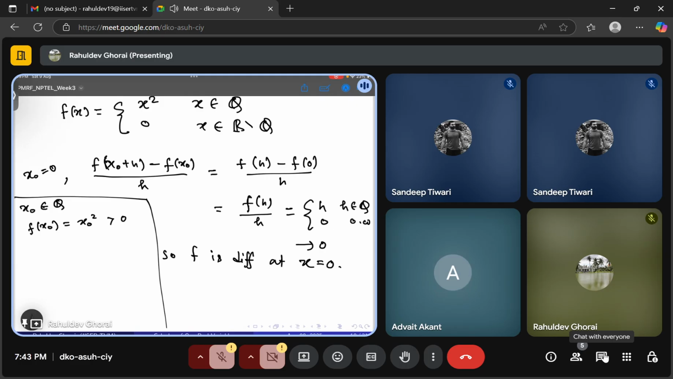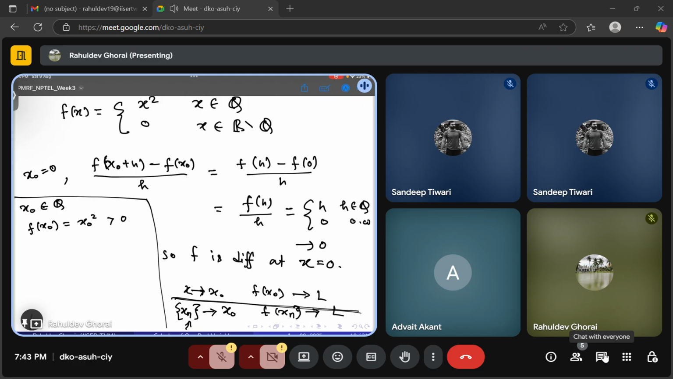So the sequential criteria says that if you have a limit L as x tends to x naught, limit of f of x is L, then this definition says that if x n is any sequence converging to x naught, then f of x n should also converge to L, and that should happen for any sequence converging to x naught. These two limit definitions are the same. This is the sequential definition of limit.